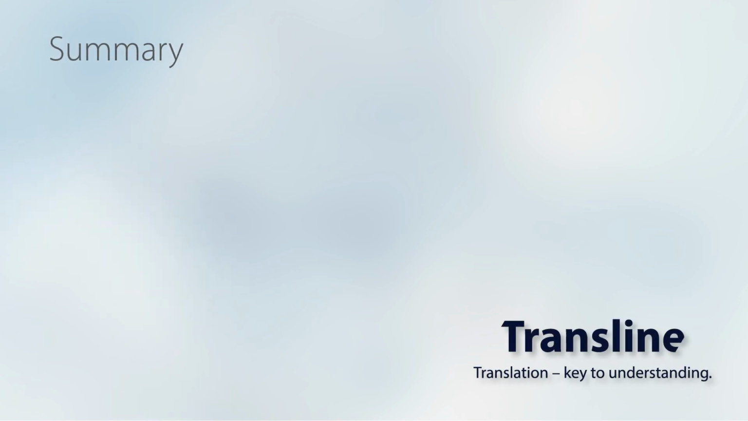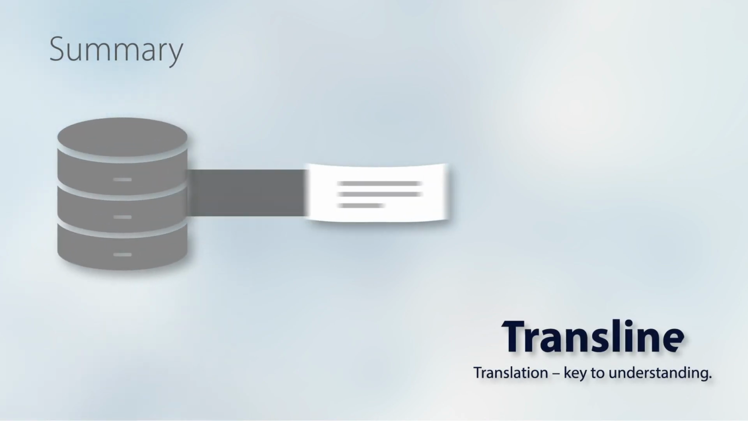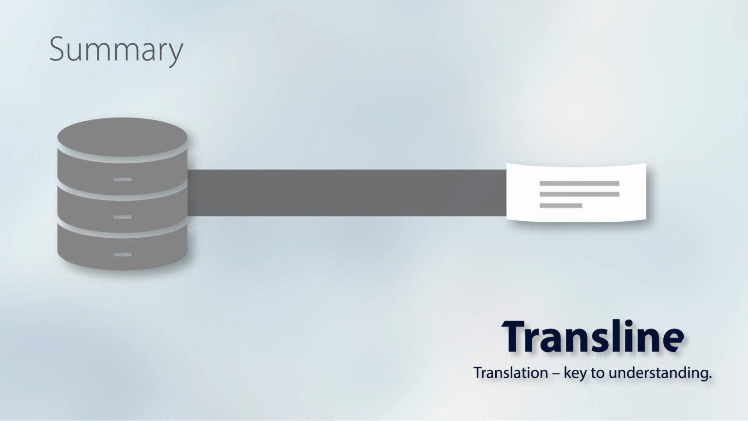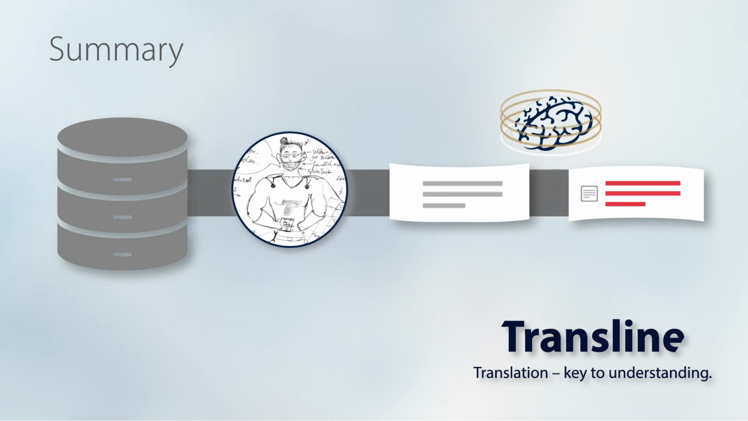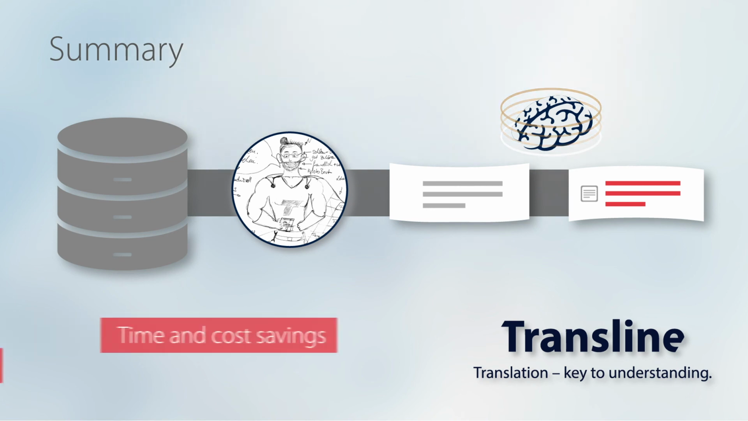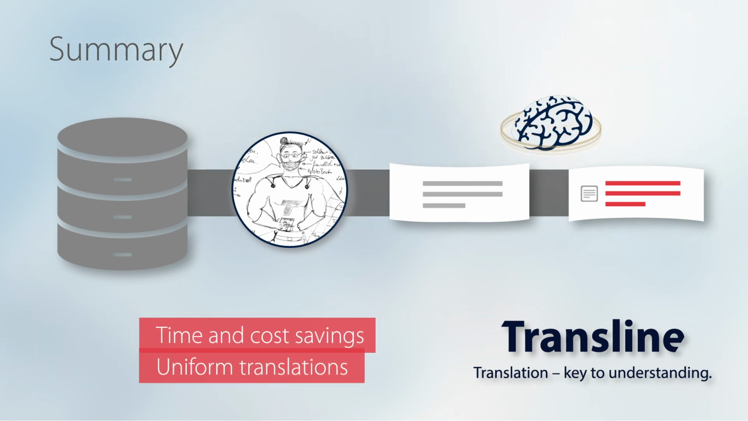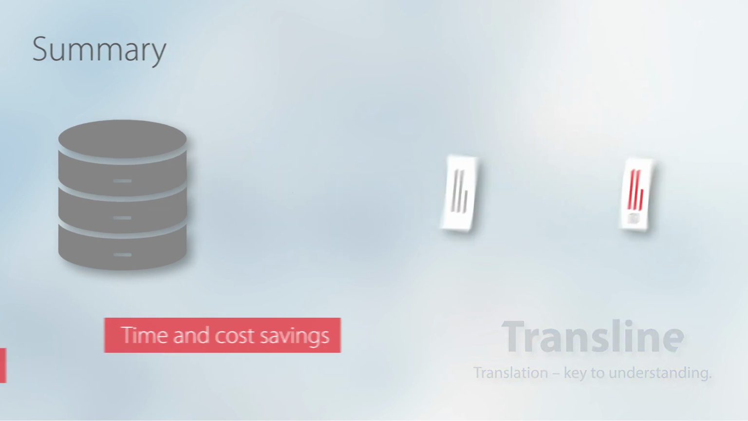To sum it up, a translation memory is a database that is continuously filled with translations. The more it grows, the more support it provides to translators by finding and suggesting translations that have already been stored. In turn, customers benefit from cost savings, faster turnaround times, and uniformly translated texts.